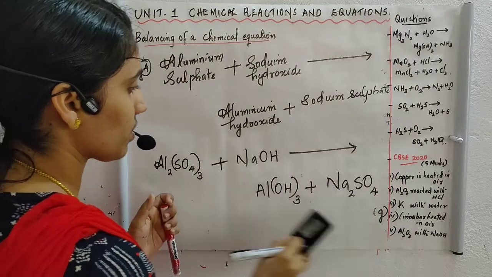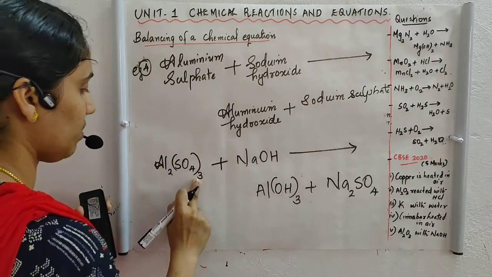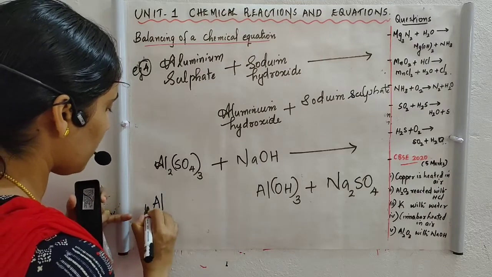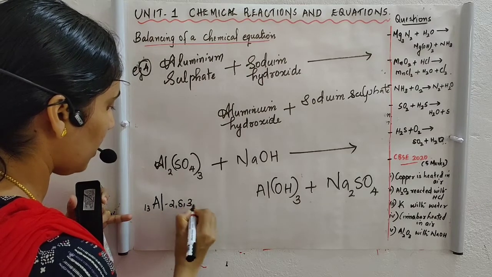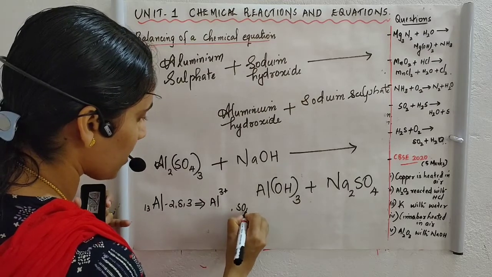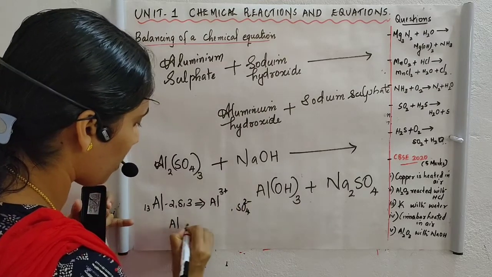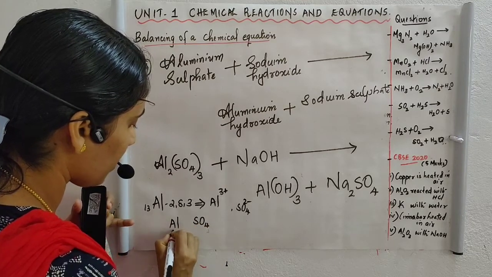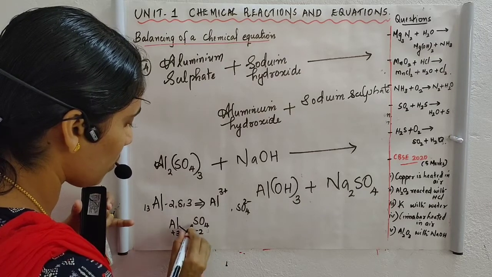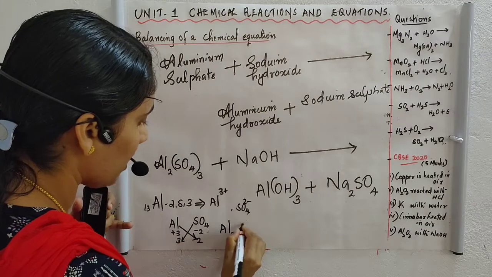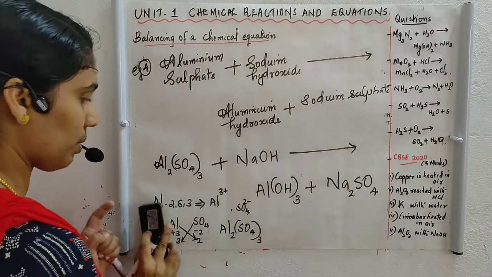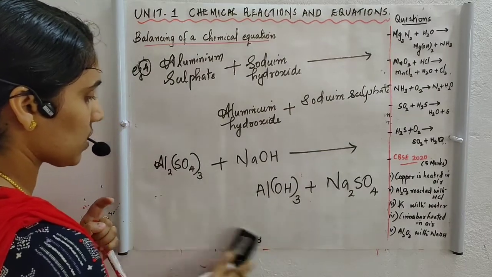Why? Because we know how to write aluminium sulfate. I think you remember how to write aluminium sulfate. I told you, you just have to count. Aluminium is the 13th element, so 2, 8, 3. It forms the ion Al3+. And we know the sulfate ion is SO4 2-. So how to make the formula: Al is plus 3 and sulfate is minus 2, so the valencies are 3 and 2. Cross over the valencies and we get the formula Al2(SO4)3. So our formula is this one.